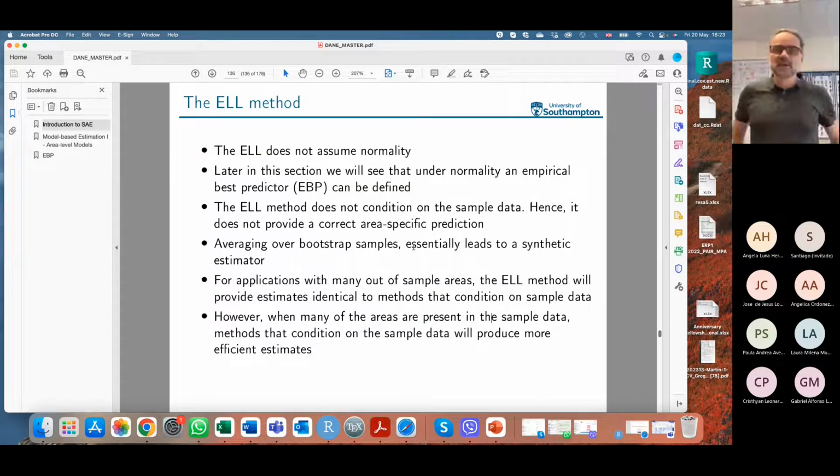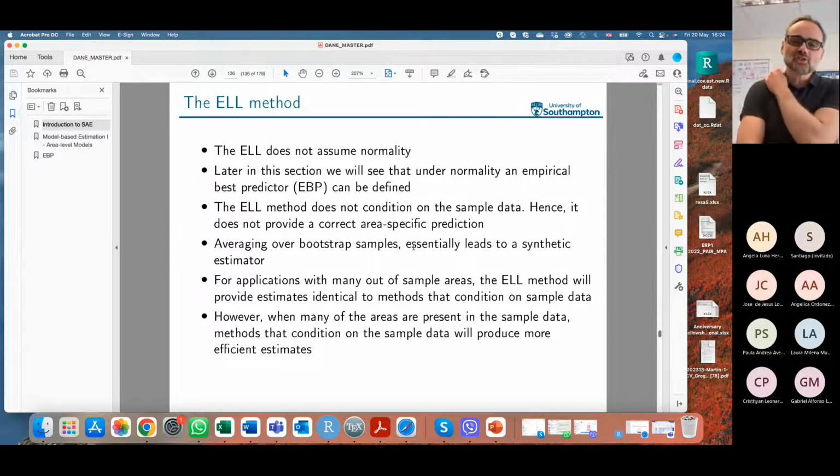Okay, so let's look at the ELL method. With the ELL method, as it was proposed in 2003, we don't assume normality. Later in this section, we will see that under normality, we can define what is called an empirical best predictor, and that can give you some advantages, as we will see.